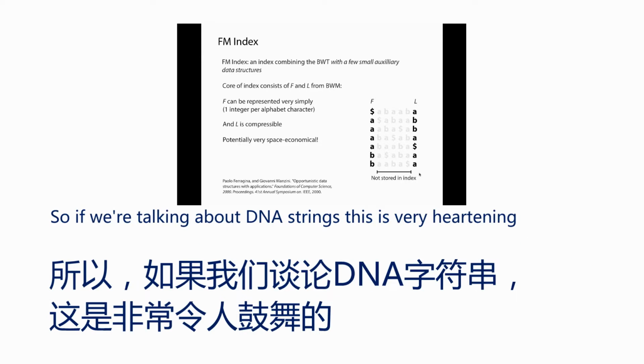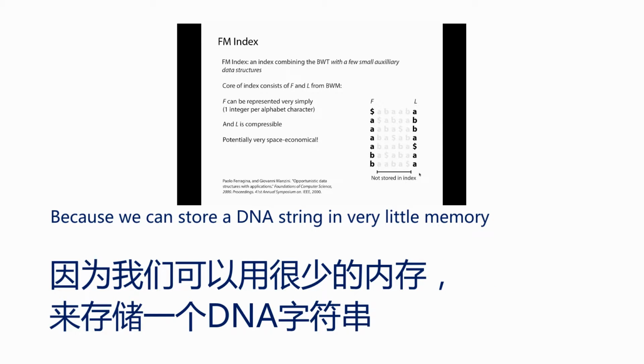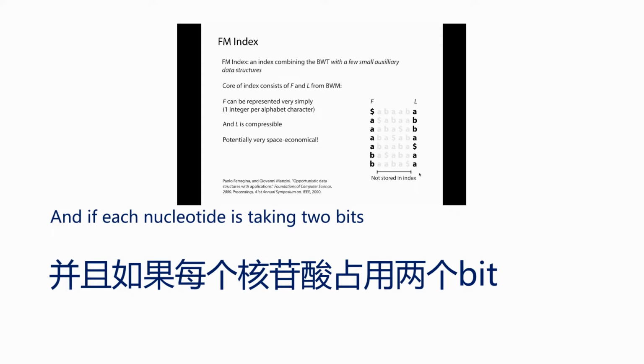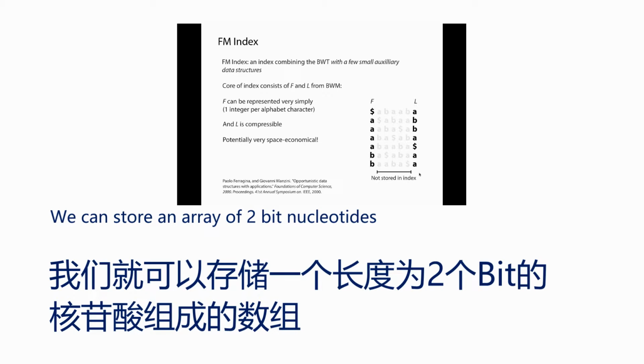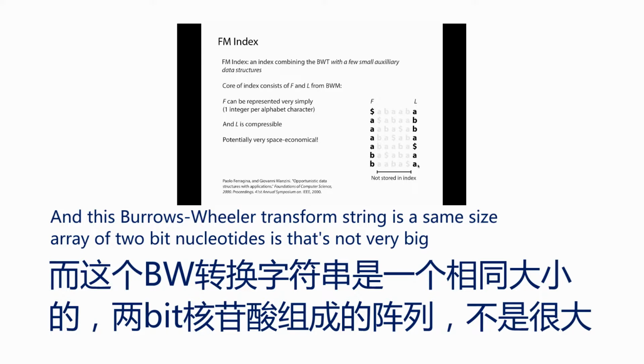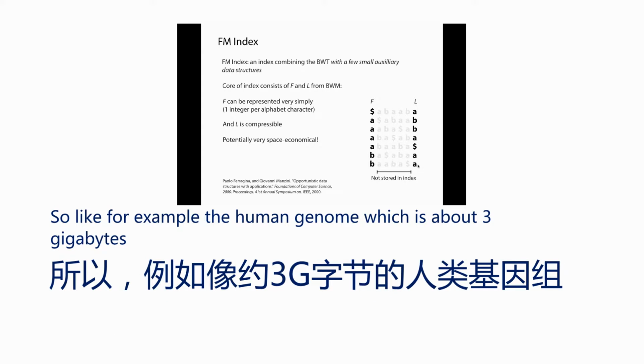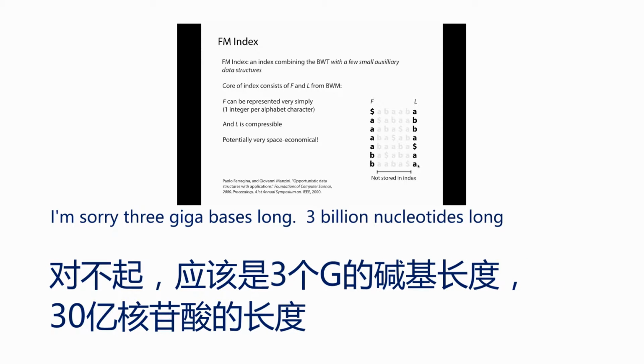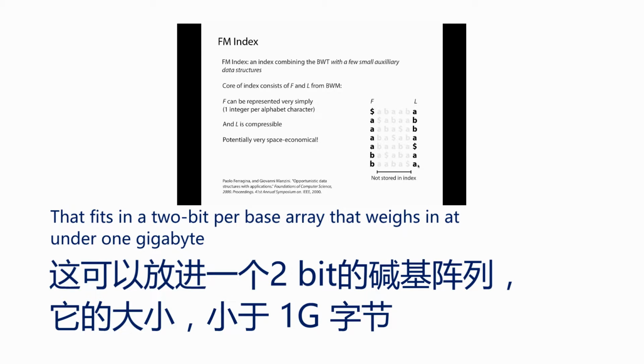L, the Burrows-Wheeler transform of T, is just a permutation of the characters in T, so it's the same size as T. So if we're talking about DNA strings, this is very heartening because we can store a DNA string in very little memory. If each nucleotide takes 2 bits, we can store an array of 2-bit nucleotides, and this Burrows-Wheeler transform string is a same size array of 2-bit nucleotides. That's not very big. So for example, the human genome, which is about 3 gigabases long, 3 billion nucleotides long, fits in a 2-bit per base array that weighs in at under 1 gigabyte.